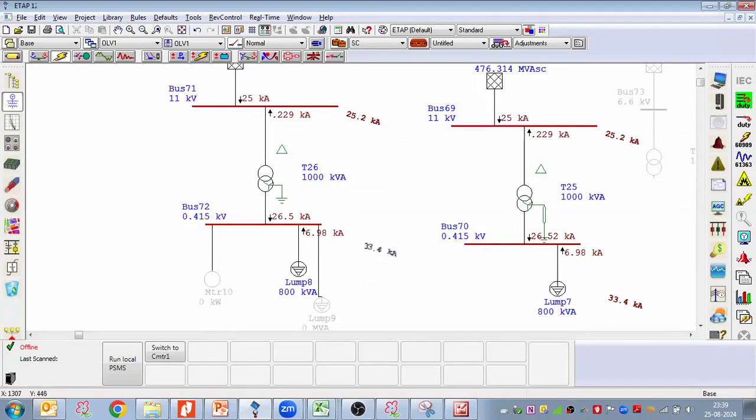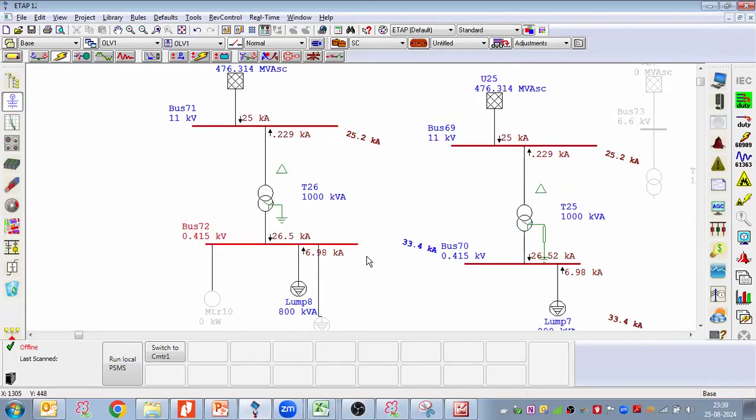So this is a breaker rating. It is 34, 35K, so we have to select 36. Say again, 33? This is 33K. Yeah. So see, this is your bus bar rating.